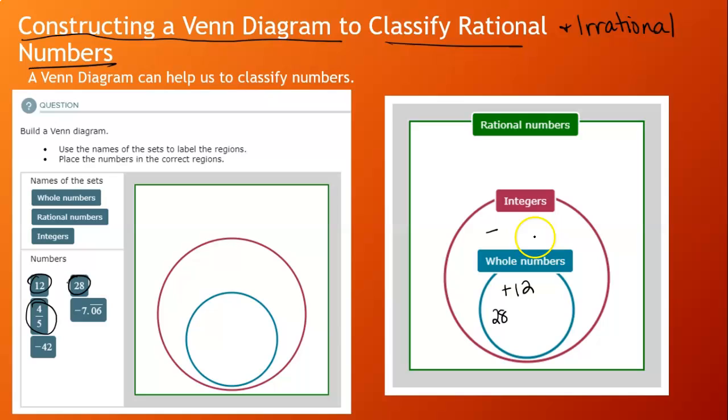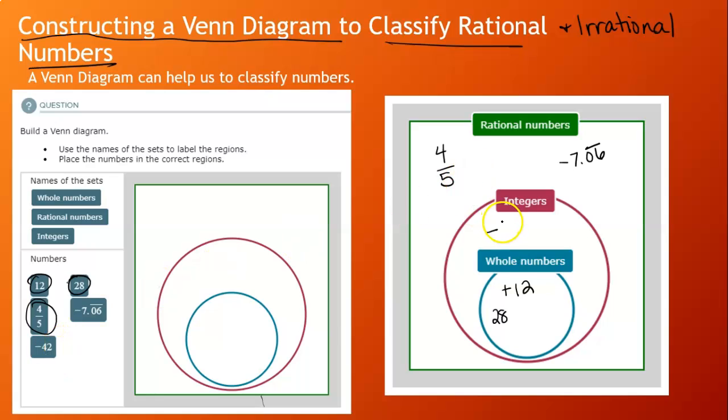4/5 is not an integer or a whole number, but it is rational because we can write it as a fraction, so it goes on the outside. And again, you would just drag and drop these over if you were working on Alex. Negative 7.06 repeating is rational because it's a repeating decimal, so it goes out here, but it's not an integer. It's not special enough to be an integer or a whole number.